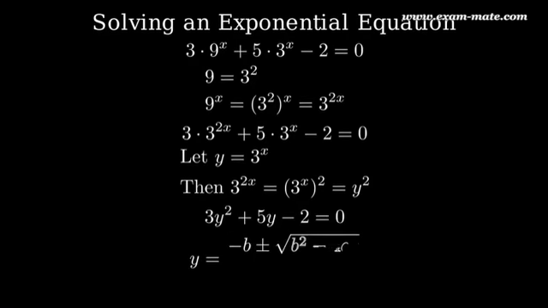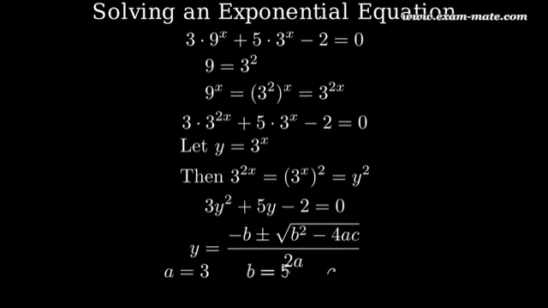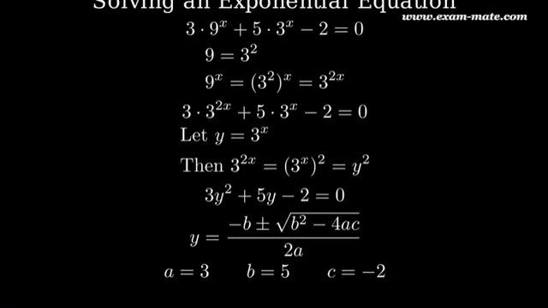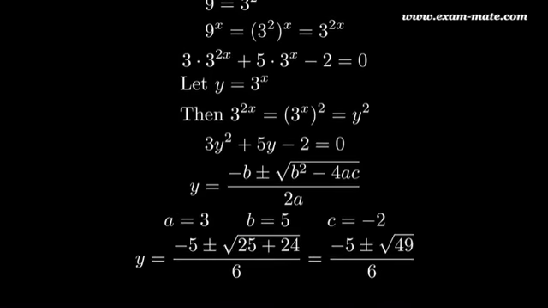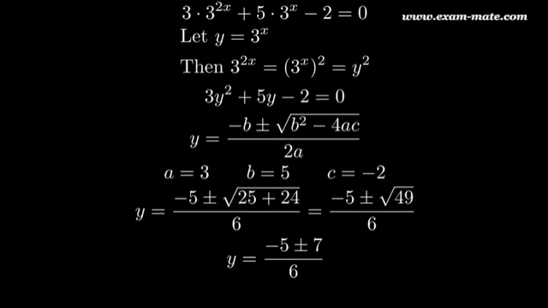The quadratic formula states that y equals negative b plus or minus the square root of b squared minus 4ac, all over 2a. Here, a equals 3, b equals 5, and c equals negative 2. Plugging these values in, we get y equals negative 5 plus or minus the square root of 25 plus 24, all over 6. This simplifies to negative 5 plus or minus 7 over 6. This gives us two solutions: y equals 2 over 6, or 1/3, and y equals negative 12 over 6, or negative 2.